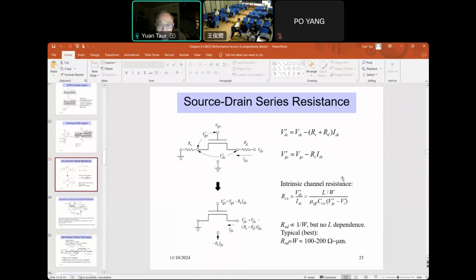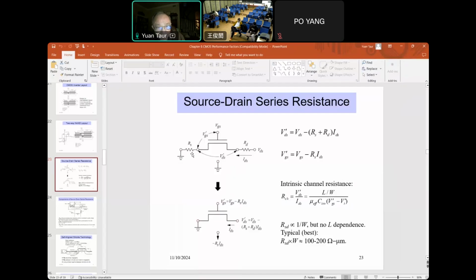In chapters 5, 6, 7, we talk about the intrinsic MOSFET that does not include any parasitic resistance or capacitance. So this section covers the extrinsic or parasitic resistance between the intrinsic MOSFET and the contact. First, the source drain series resistance is shown here.